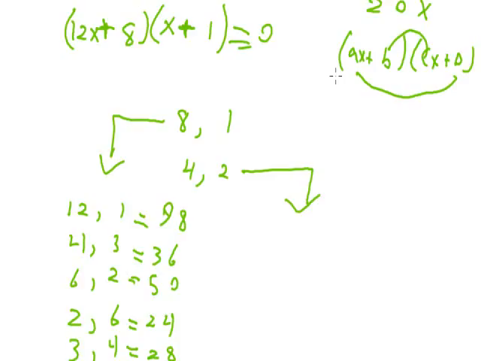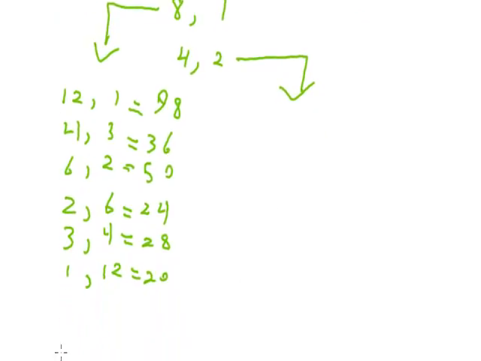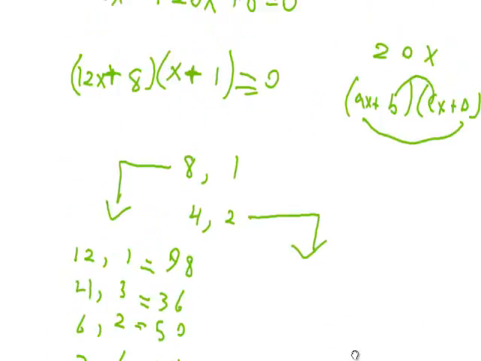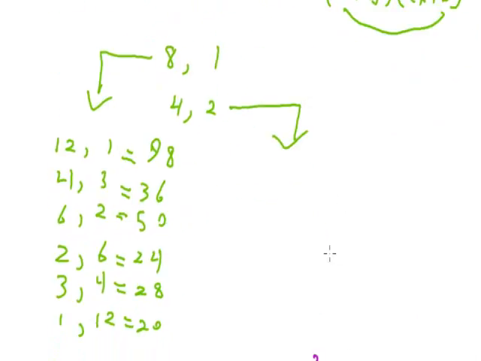First of all, especially in something that took this long to do, it's really good to check yourself. The best way to check is, of course, just to go back and do it again, like refoil this. So I'm going to write it down again. 12x plus 8, x plus 1. When you FOIL that out, that's 12x squared plus 8x plus 12x plus 8. Of course, that's 20x, and that's exactly what the original question was. So that is a successful factorization.